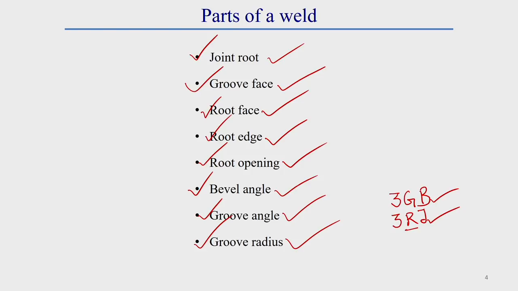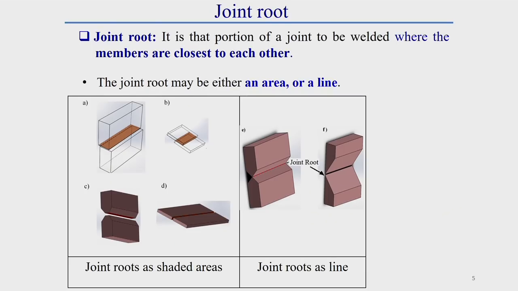Now I will describe these individual elements in detail in subsequent slides. First of all we should know what the joint root is. Joint root is that portion of a joint to be welded where the members are closest to each other. This is a very important term. Here, for a butt joint, if it is a square groove butt joint, you can see this face, or you can say the weld preparation or weld edge, is closest to each other. The entire face of the weld is closest to each other. So this is generally called the joint root for this butt joint.